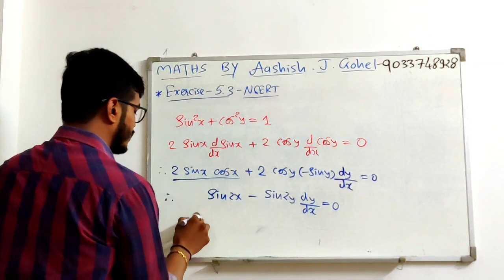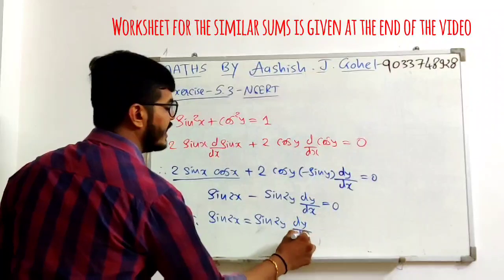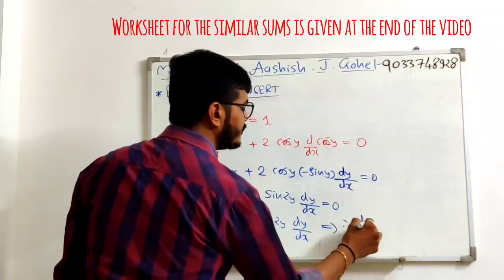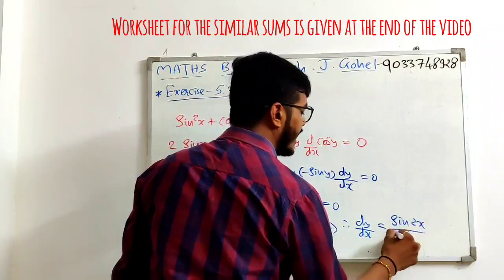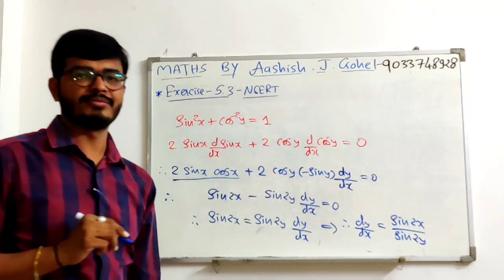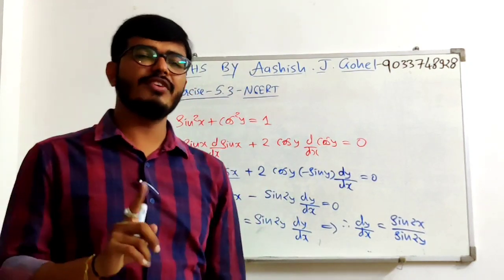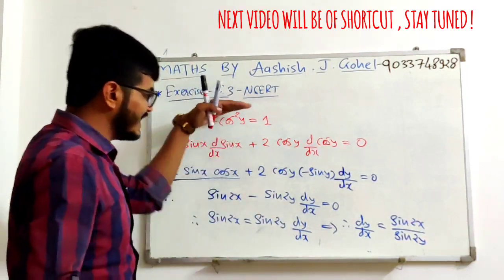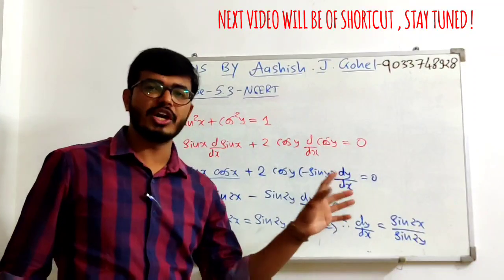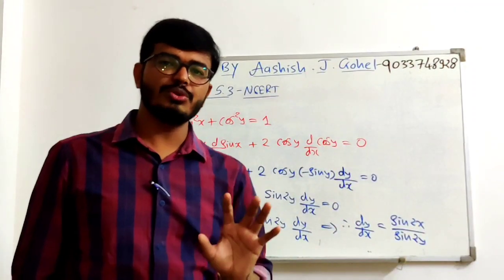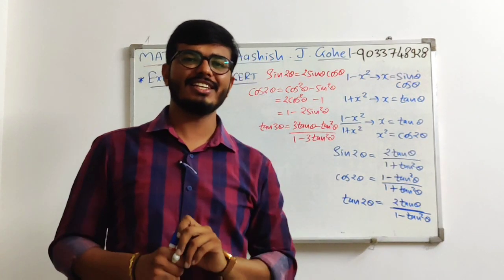Now take this from this side. So sin 2x is equal to sin 2y dy by dx. Hence your value of dy by dx will be sin 2x divided by sin 2y. Okay, and this will be our final answer. In questions 1 to 8, you will be given one equation just like this. You need to differentiate the equation and make dy by dx the subject, and that will be our final answer. Okay, understood?